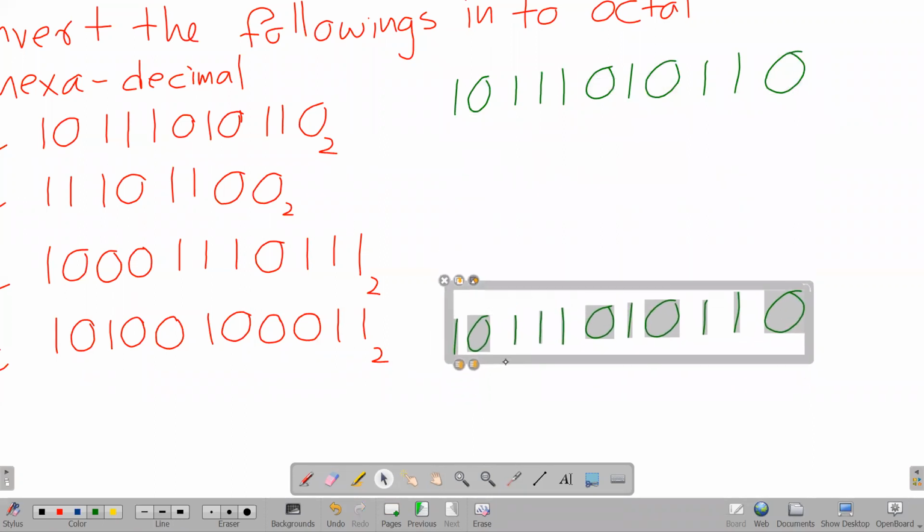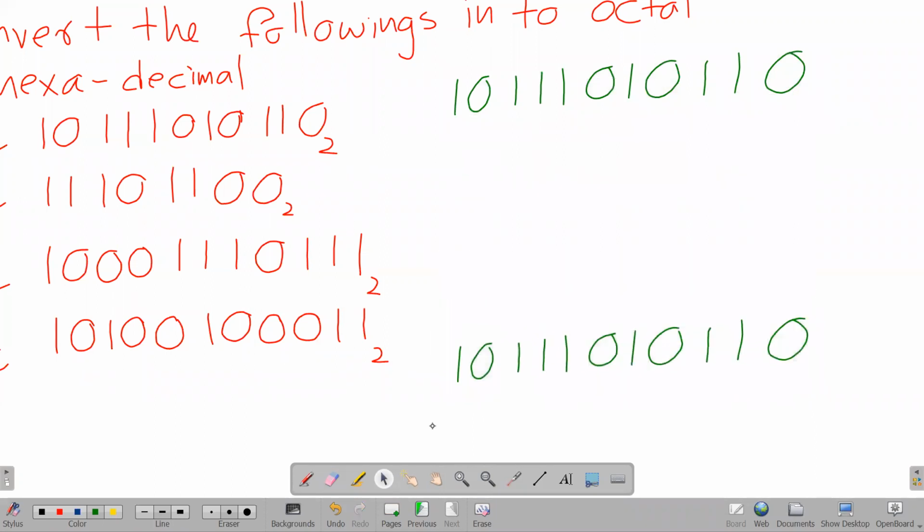Yeah, this will be easier for me to do the conversions when it comes to the exam. All right, so yeah. Here we go, the octal representation.